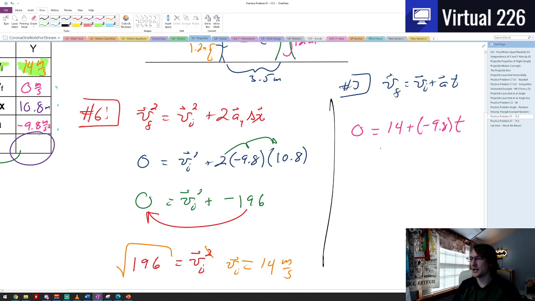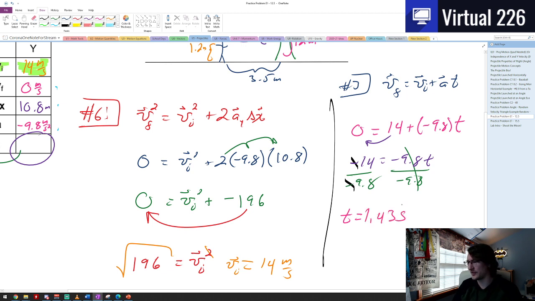Do a little bit of subtraction magic, pull the 14 over. So negative 14 equals negative 9.8 t. Divide by negative 9.8, both sides. Make the sound effects because it's awesome. We have the negatives that go away, which is great, because now our time will be positive. We haven't gone backwards. And whatever 14 divided by 9.8 is, 1.43. Our time is 1.43 seconds.